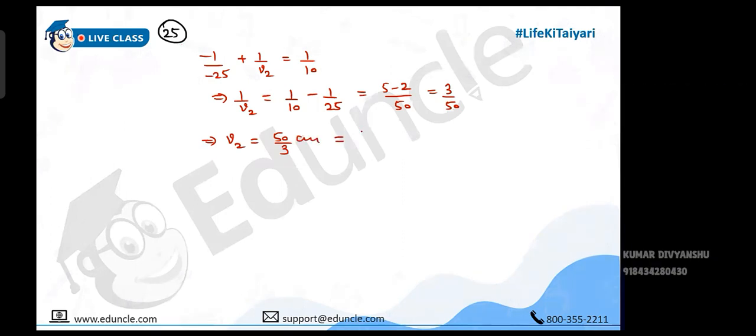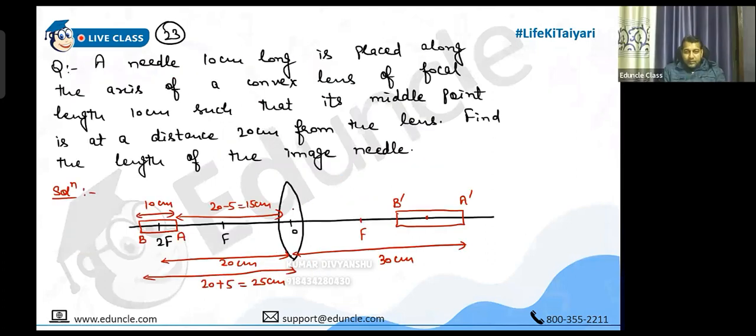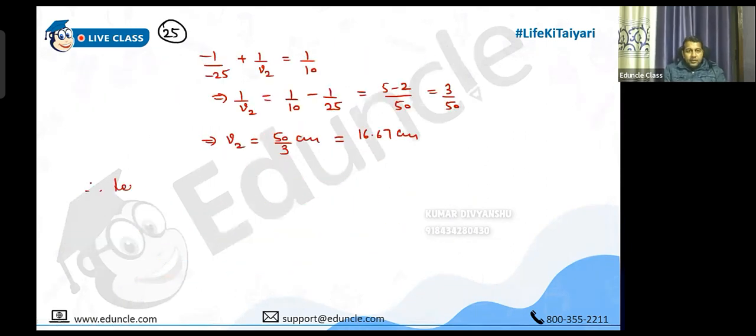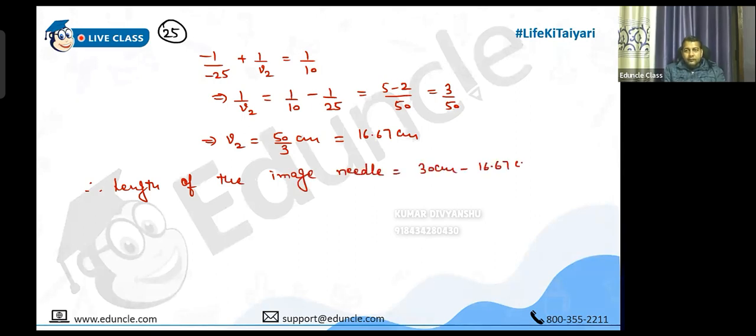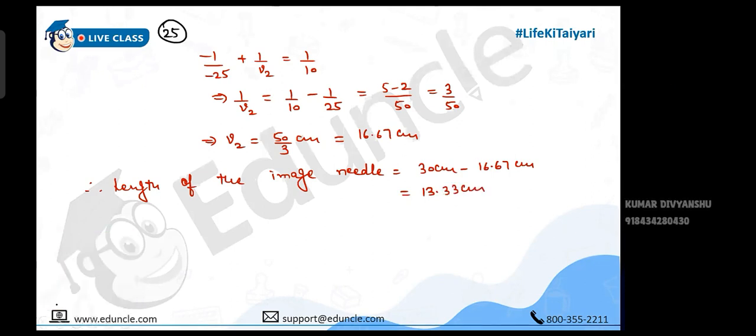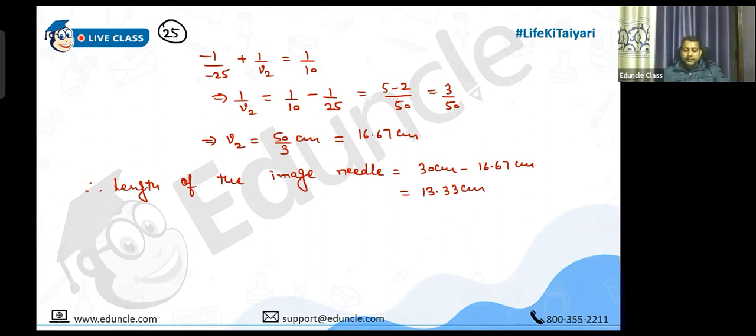How much? 16.66. So if we mark it in the diagram, now we can get the difference to get the length of the image needle. 30 minus this. So therefore the length of the image is 13.33 in fact. Yes, sir. 13.34. Okay. Clear? Yes, sir.